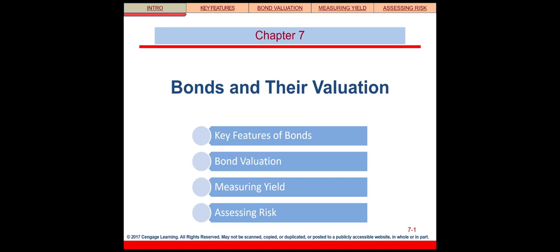Today let's start chapter 7, Bonds and their valuation. There are mainly 4 parts in this chapter. The first part discusses key features of bonds. The second part discusses bond valuation. The third one is measuring yield, and the last one is assessing risk.